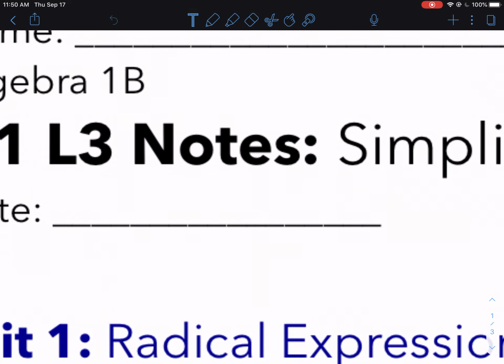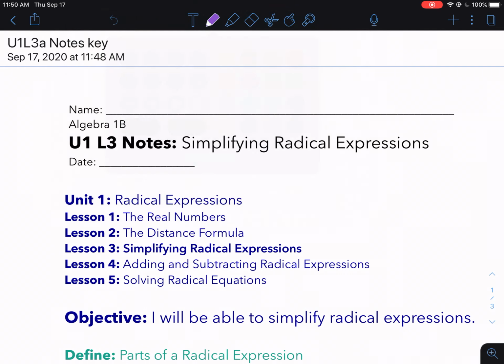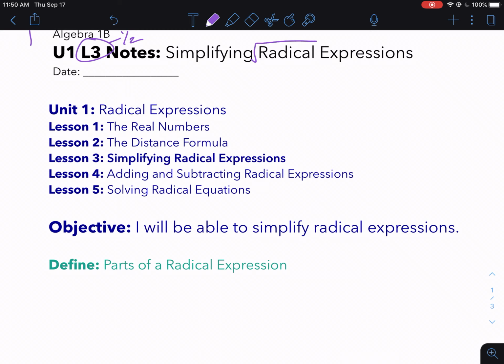You'll recall that a radical is something that looks like this. Oh, radical, right? Okay. Also, you'll notice that this is Unit 1 Lesson 3a. I took Lesson 3 and divided it in half just because it got really long. So here we go. We're going to take it in pieces. By the end of the day, you will be able to simplify radical expressions.